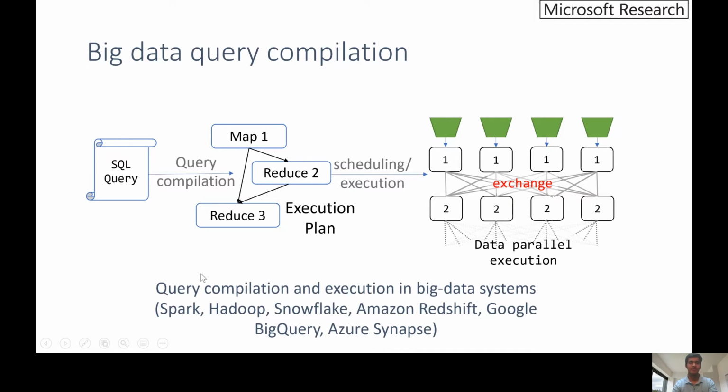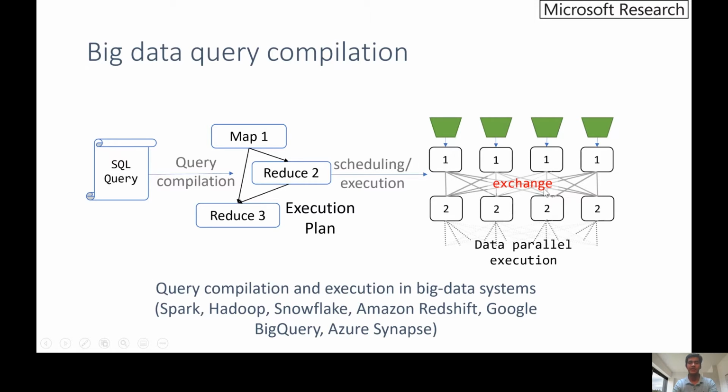All these big data systems rely on a query compilation technique that is based on database query optimizers. These query compilers take a SQL query and produce a DAG of map and reduce stages. Once you have such an execution plan, you can then run it on a distributed system by exploiting data parallelism. As I've shown on the right, each stage runs with many tasks, each task processing a partition of the input to that stage. At the end of the stage, data is repartitioned so that the next stage can run in a data parallel manner.